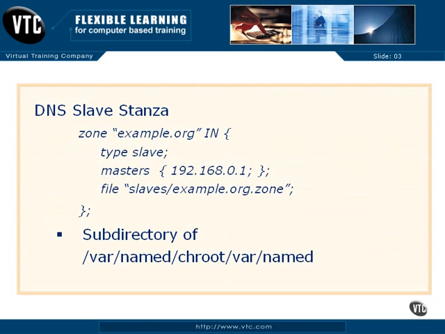The slave stanza for forward lookup would look something like this, which would serve if the local network was configured as the example.org domain, with the master DNS server configured on the 192.168.0.1 system. When so configured, the database would be located in the noted location, and that's a subdirectory of the /var/named/chroot/var/named directory. This assumes, of course, you've installed the bind-chroot RPM package.